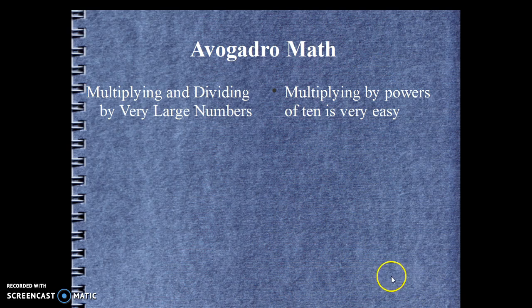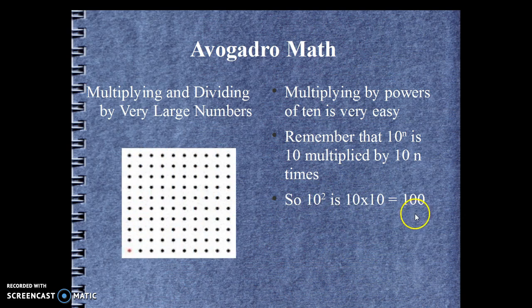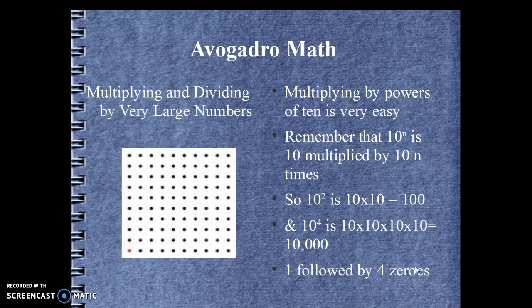Now, multiplying by powers of 10 is very easy. Remember that 10 to the nth power is 10 multiplied by 10 n times. Anything to the nth power is that number multiplied by itself n times. So 10 to the 2 power, 10 squared, is 10 times 10, or 100, as you can see here. And 10 to the 4th is 10 times 10 times 10 times 10, or 10,000. That's 1 followed by 4 zeros, 10 to the 4th.